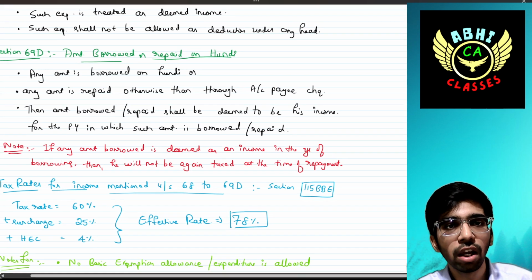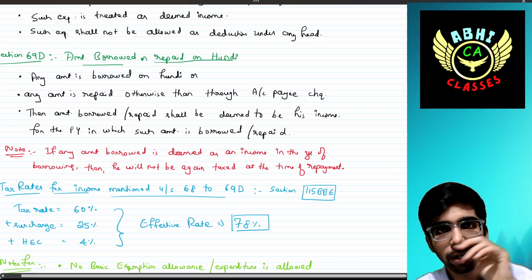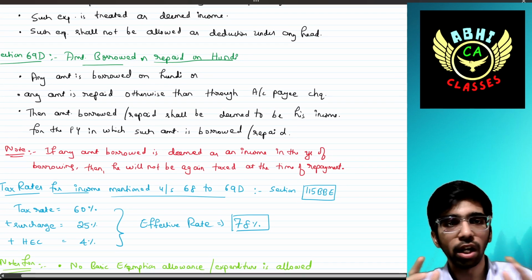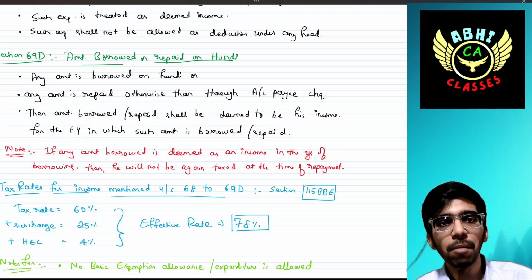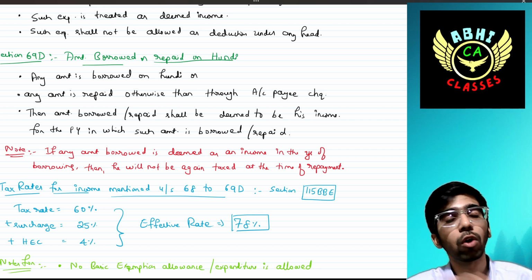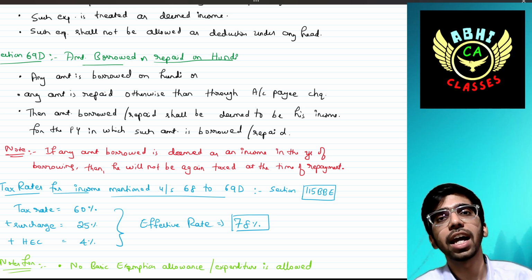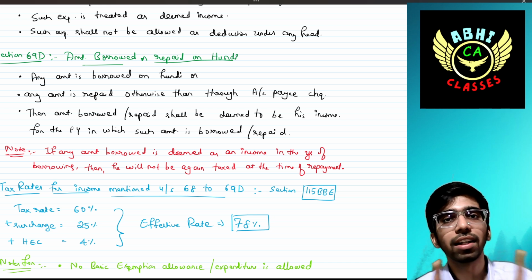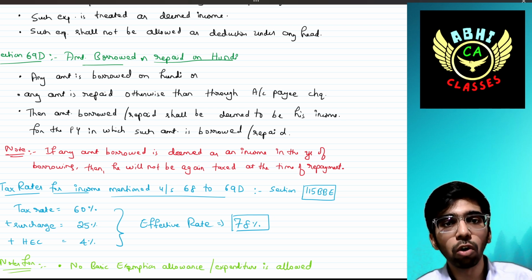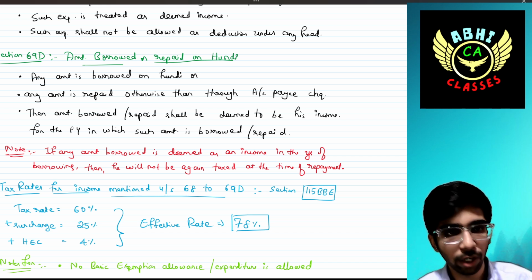Next, 69D, amount borrowed or repaid on hundi. Any amount borrowed on hundi, or any amount repaid otherwise than through account payee cheque. If I have borrowed or repaid through an account payee cheque, then this rule is not applicable. If it is borrowed or repaid otherwise than through account payee cheque, then this rule will be applicable, and the amount borrowed or repaid shall be deemed to be my income for the previous year in which such amount is borrowed or repaid.